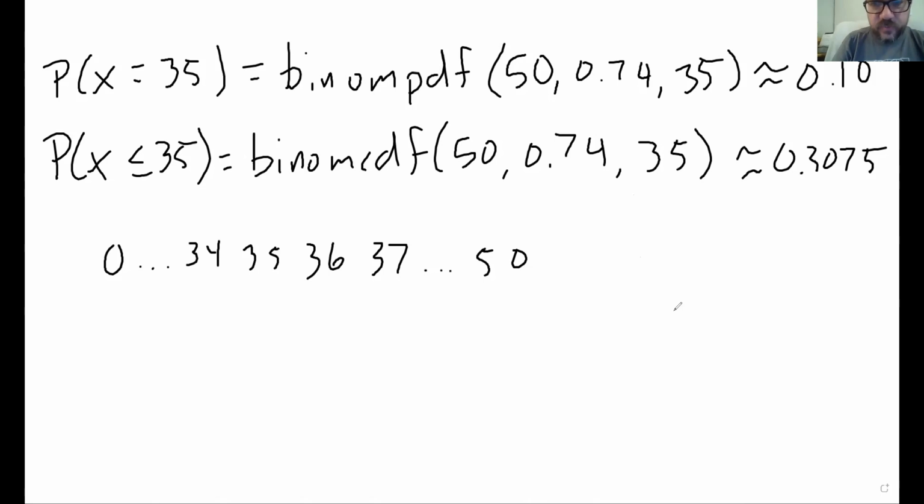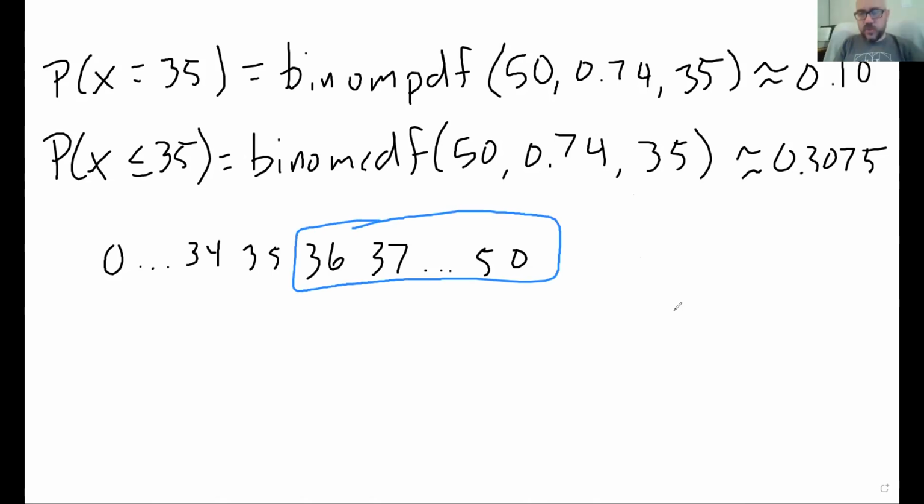So these guys are in this box, right? Those are the ones that I'm looking for. Well, you might notice that if I add up the probabilities of all of these, since he's got to make some number of free throws between 0 and 50, the total probability is 1. So if I want the probability of this blue stuff, I can do 1 minus the probability of the stuff that I don't want, which is this.